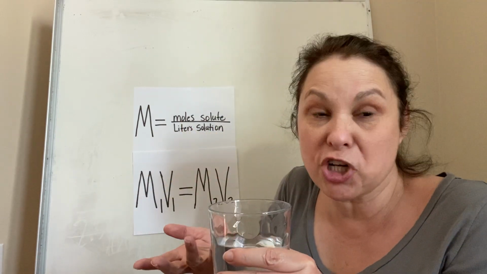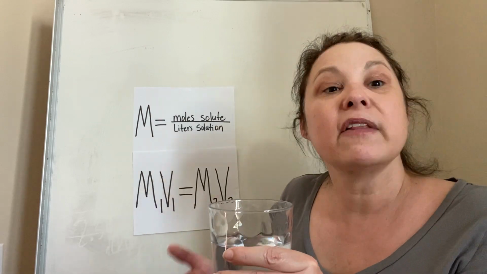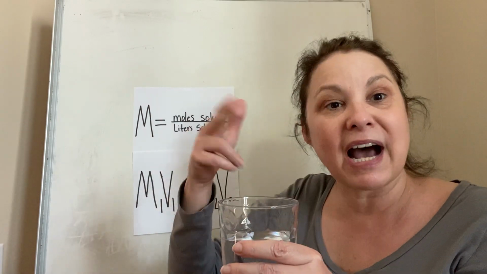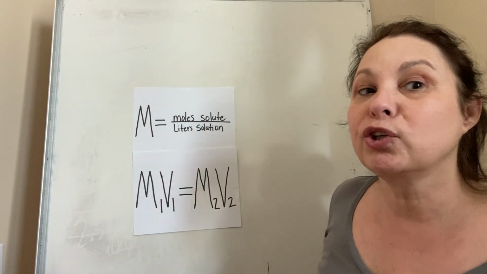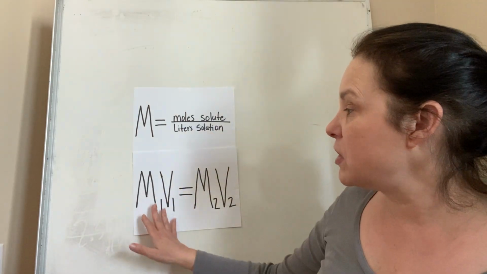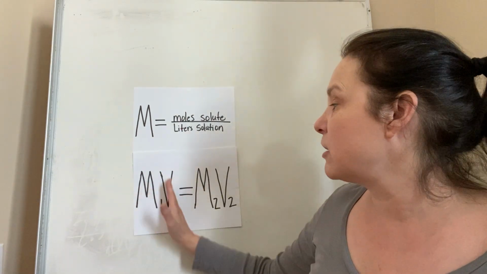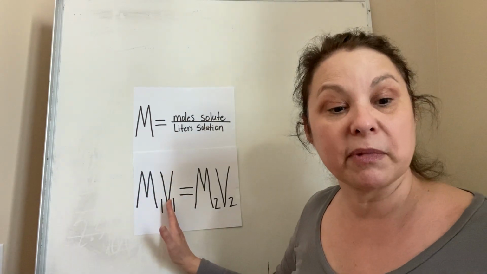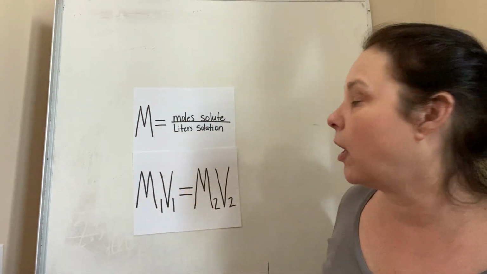And I'm going to be changing the concentration. I'm going to be making it weaker than it originally was if I dilute it with water. So this is called the dilution formula. Notice that this deals with the capital M, which is our molarity, and it deals with the V, which is our volume. In other words, the amount of the solution that is in our problem.